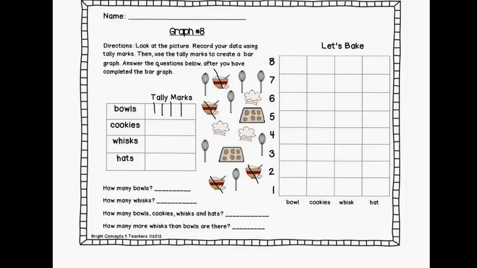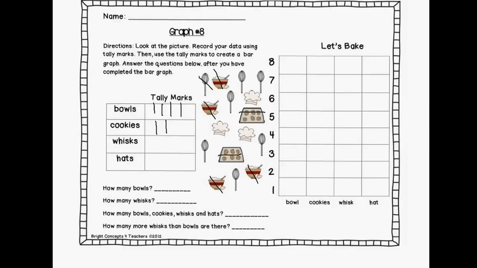The next word says cookies. Now they're talking about sheets of cookies. So there's 1 cookie sheet, 2 cookie sheets. 1, 2 tally marks. Whisks. A whisk is what you mix the batter up with. There's 1, 2, 3, 4, 5, 6, 7 whisks.